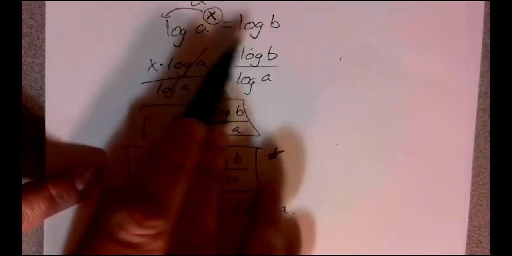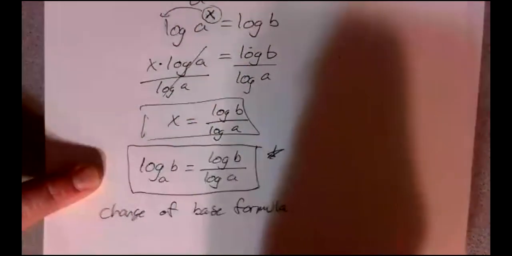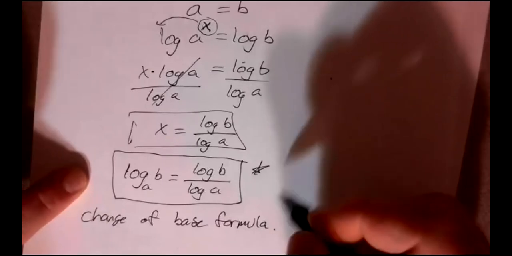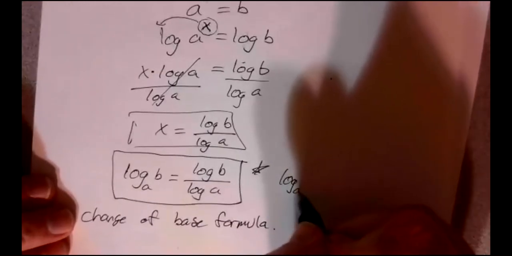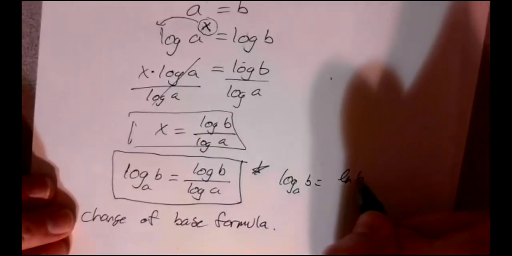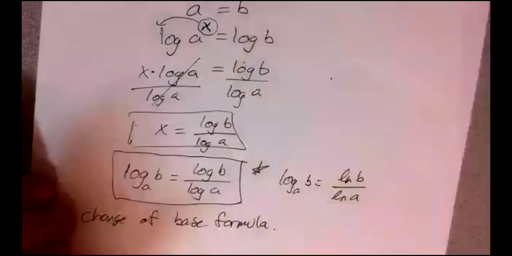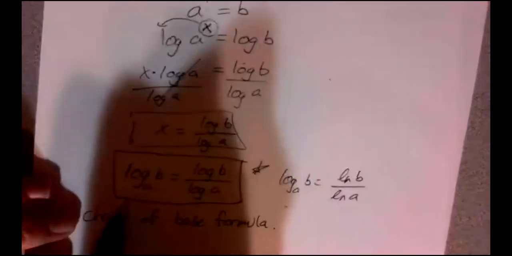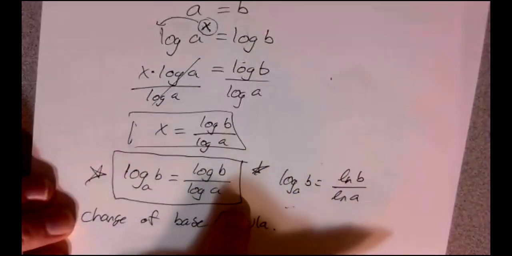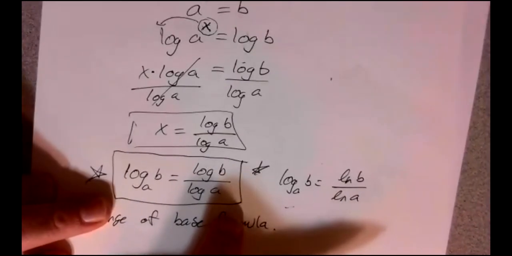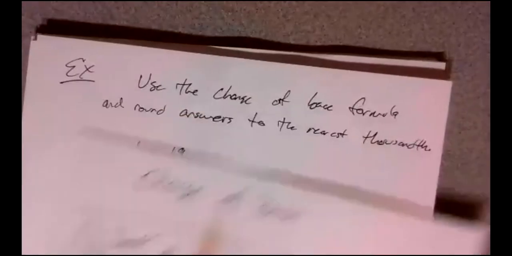I could have used the natural log. And so, consequently, I could also say that the log base a of b is equal to the natural log of b divided by the natural log of a. This is the one you're probably going to use, and that's A-okay, and I want you to. Let's take a look at a few examples that we're going to come across in some of our practice problems.